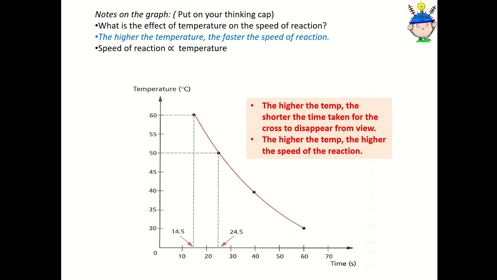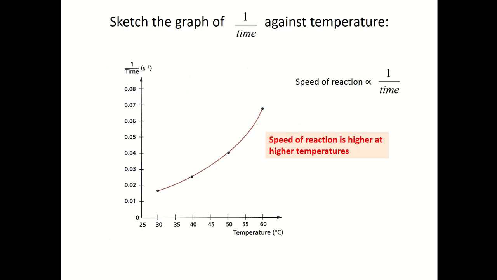We can also plot a graph of 1 over time against temperature, because remember speed is actually the amount of product formed per unit time. So you have time being the denominator here. So if you plot this graph, you realize that this graph shows an upward trend, which shows that speed of reaction will increase as temperature increases.